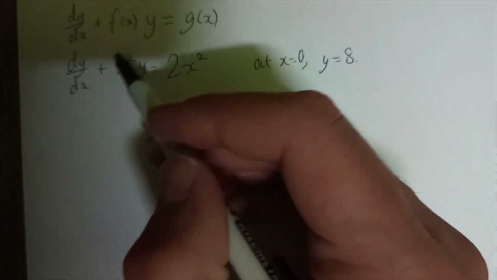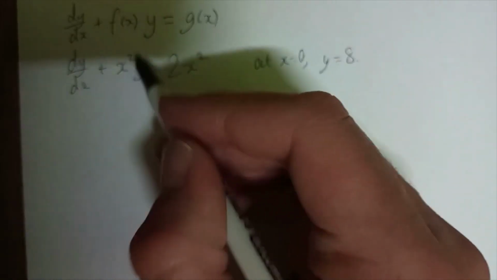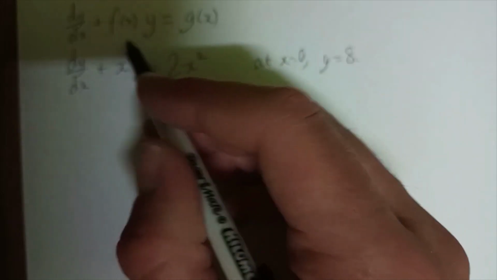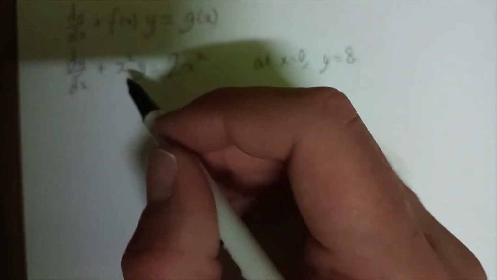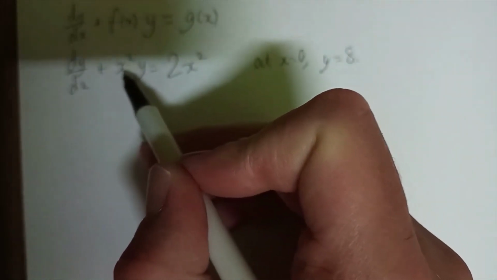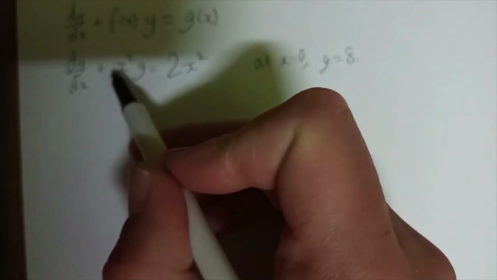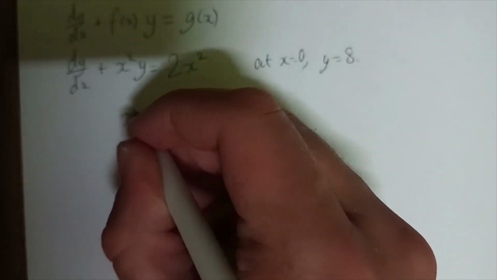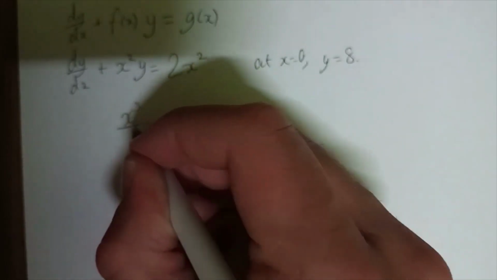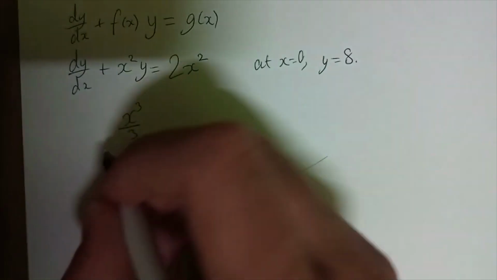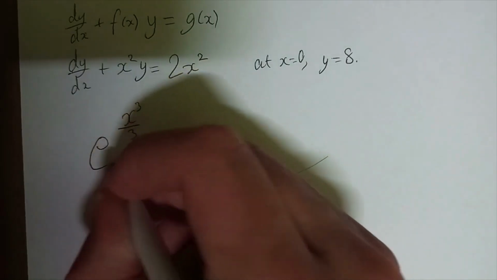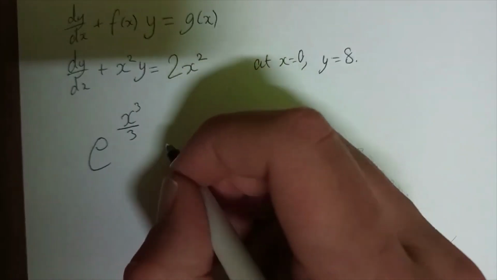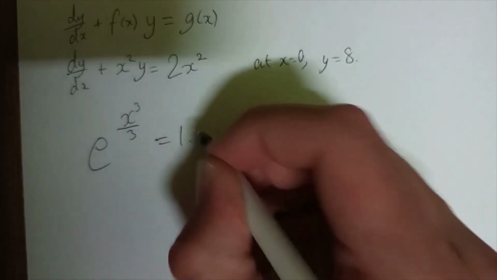Of an antiderivative of that function of x in front of the y. So this function here in front of the y is x squared. So we take an antiderivative, x cubed over 3, and we take the exponential of that antiderivative, and that's our integrating factor.